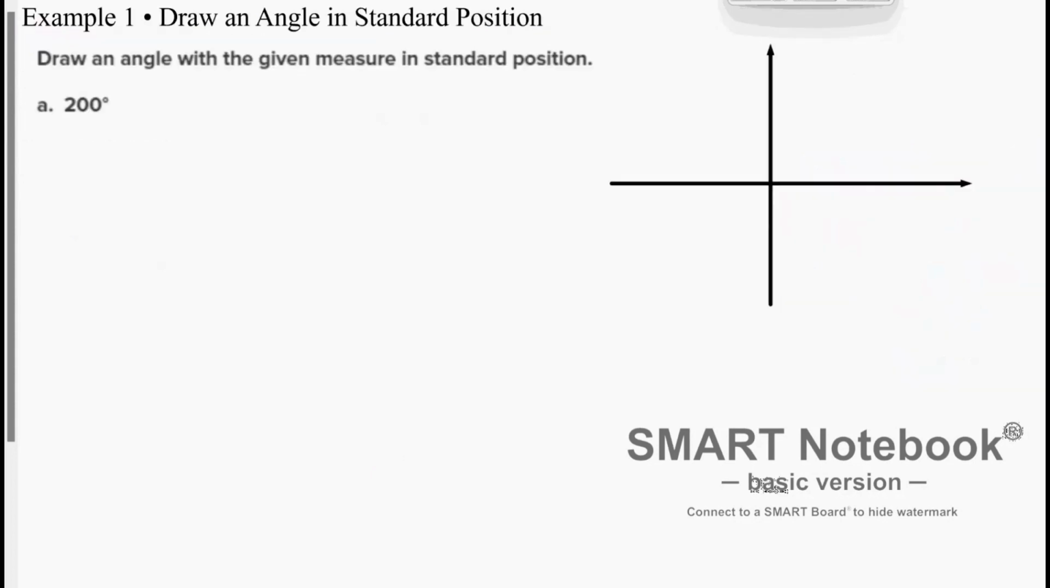So let's draw an angle in standard position. I want 200 degrees. Here's my initial side. Always start right there. This is 90, and it's positive, so that's why I'm going counterclockwise. That's 90, that's 180, and this down here is 270. If I split that in half, that would be 225. So 200 might be right there. So there's my angle of 200 degrees.